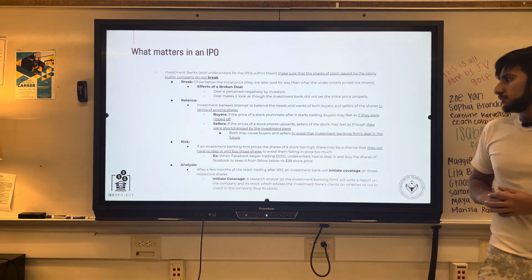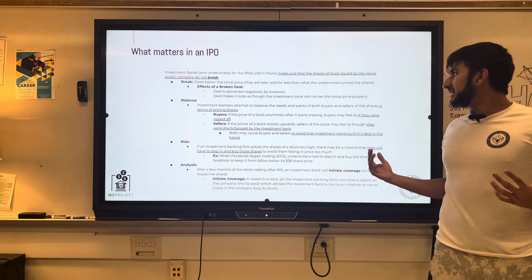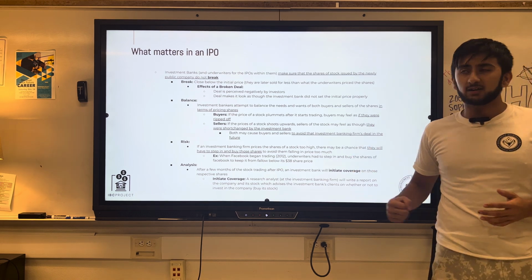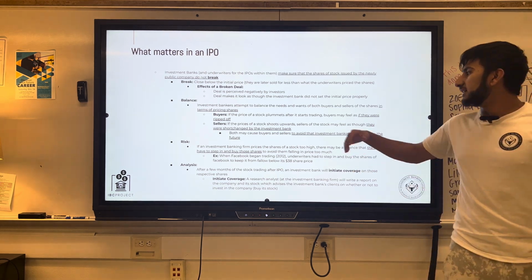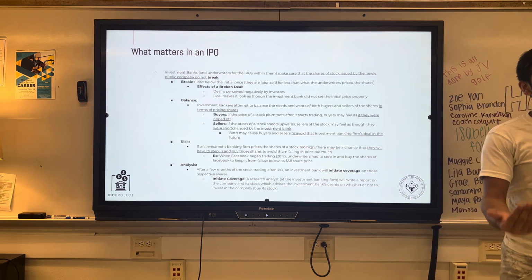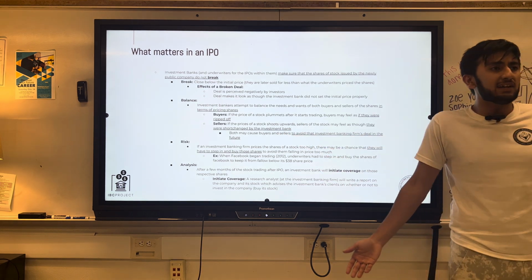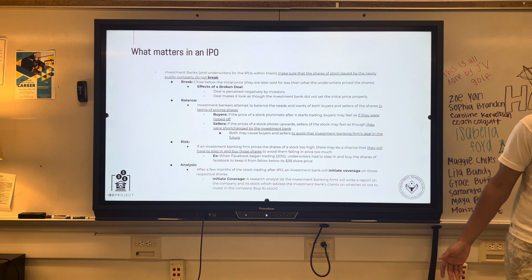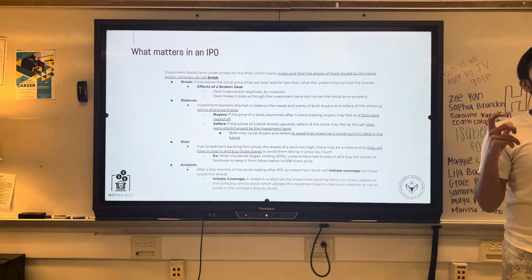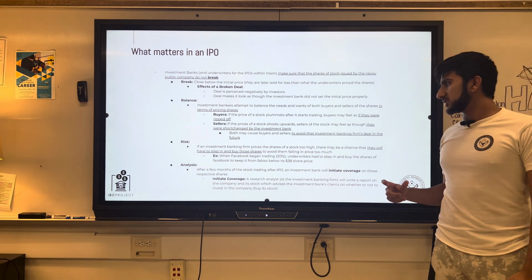So buyers, if the price of a stock plummets after it starts trading, buyers are going to feel like they're ripped off, right? Whereas sellers, if the price of the stock shoots upwards, they're going to feel like they were cheated, they were shortchanged. I could have sold it for more money. So there's a lot hinging on an investment bank here. Make sure you price that stock properly.